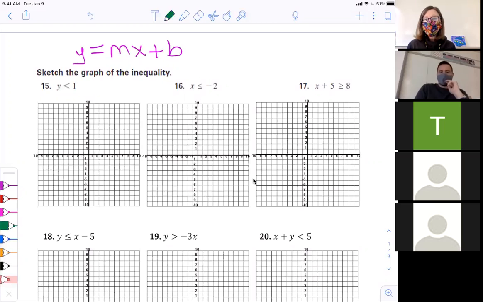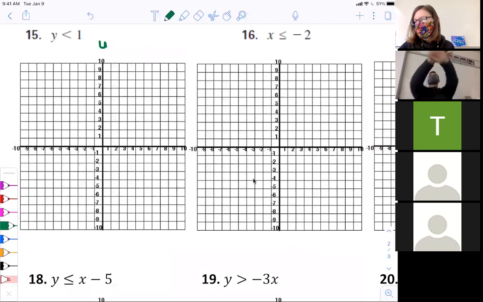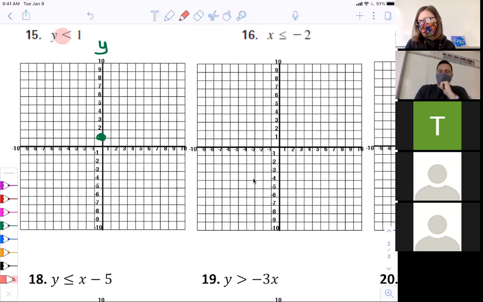But 15 says y is less than 1. So we have to go to where the y-axis is located, plot a point at 1, because it just says y. Less than, Bill just said, less than means a dashed line. So making a dashed line.